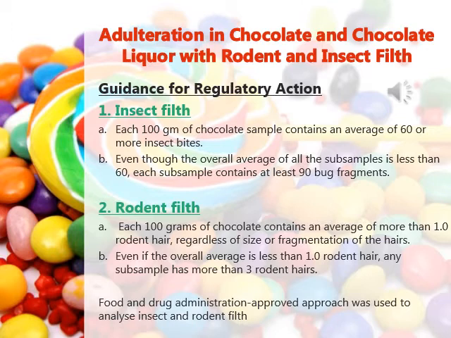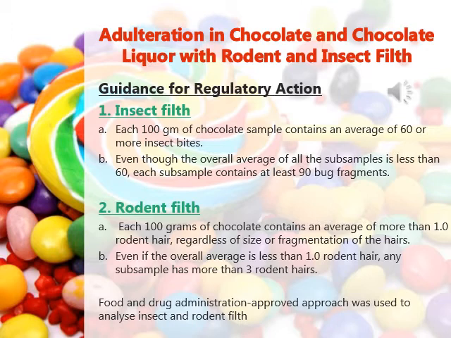Guidance for regulatory action. Number 1. Insect filth. Each 100 gram of chocolate sample contains an average of 60 or more insect bites, even though the overall average of all the subsamples is less than 60. Each subsample contains at least 90 bug fragments.